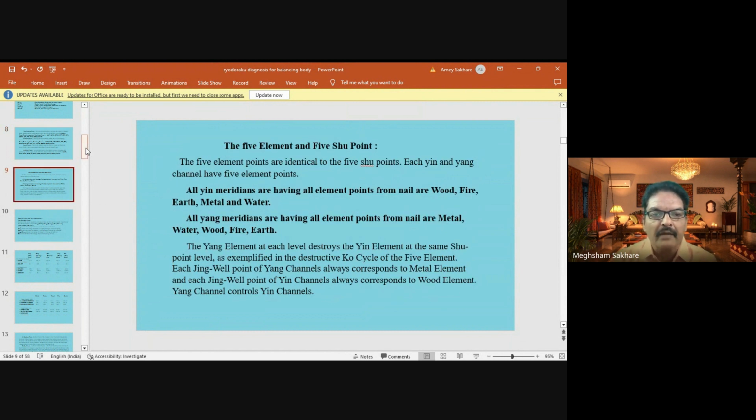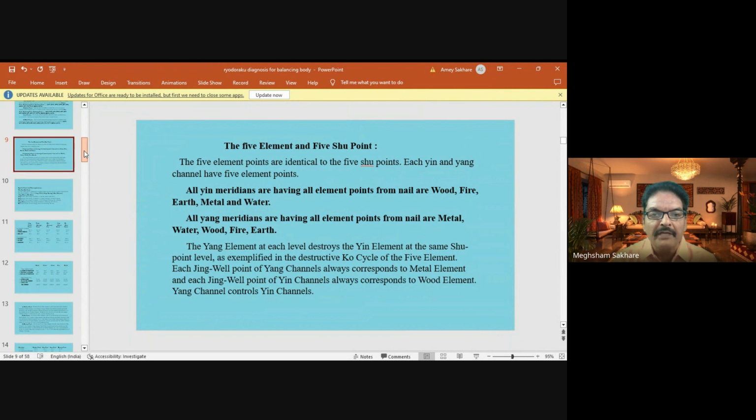And there are 60 command points, five element points, or five shu points on each channel. All yin meridians have all element points from the nail in the order wood, fire, earth, metal, and water. This sequence you must remember anytime: wood, fire, earth, metal, and water.